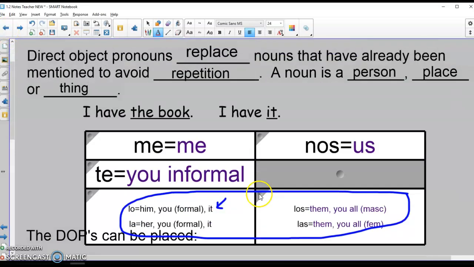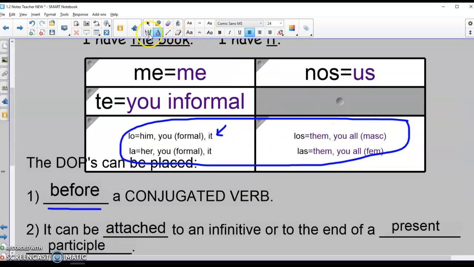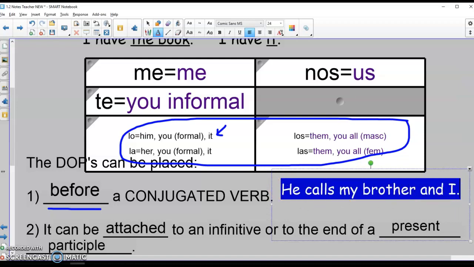Let me just give you one example of when you might use the me, the te, or the nos. So if you said something like, he calls my brother and I.